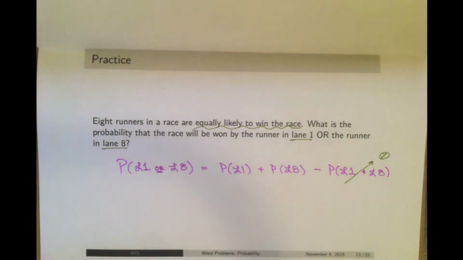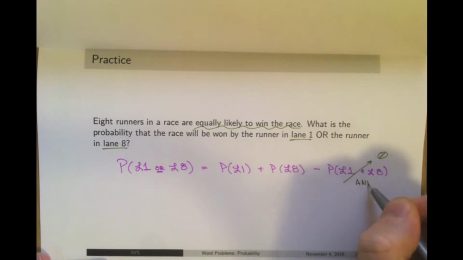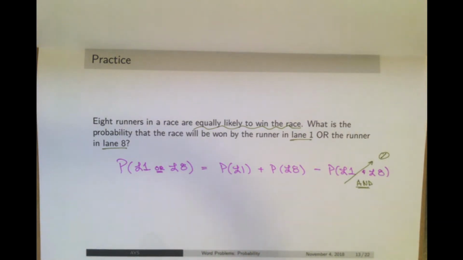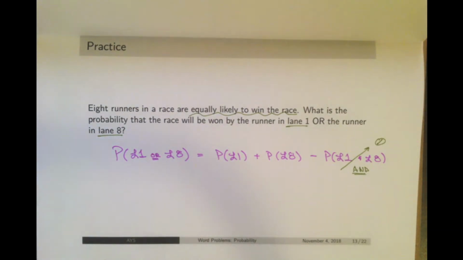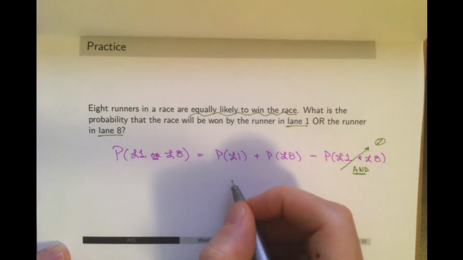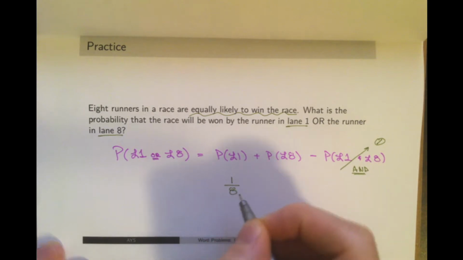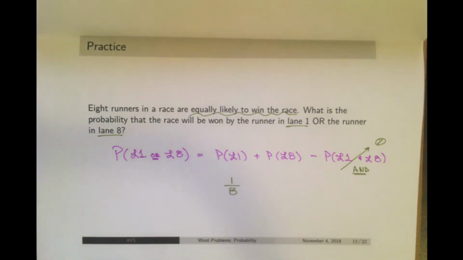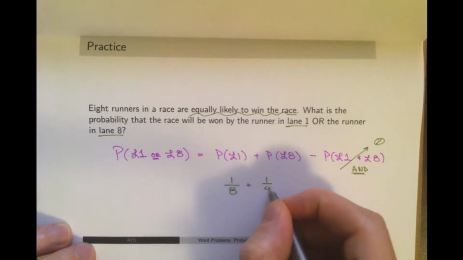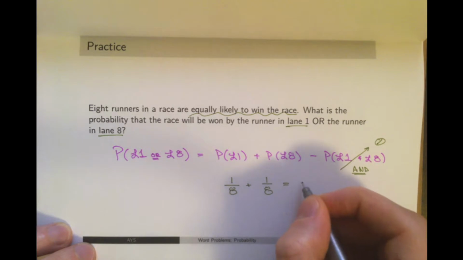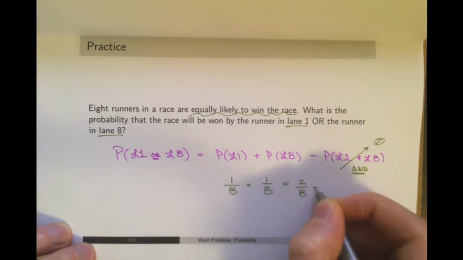So this AND term, kind of like the case with the 4 and the 5, it's 0. They can't happen at the same time. You can't get a 4 and a 5 happening at the same time, and you can't have lane 1 and lane 8 both winning at the same time. So all I have to do is do these two. The probability that the person in lane 1 wins is 1 over 8. There's 8 people in the race, and they said they're all equally likely to win. The one in lane 8, that's also 1 over 8. So I get 1 over 8 plus 1 over 8 is 2 over 8, which equals 1 over 4.